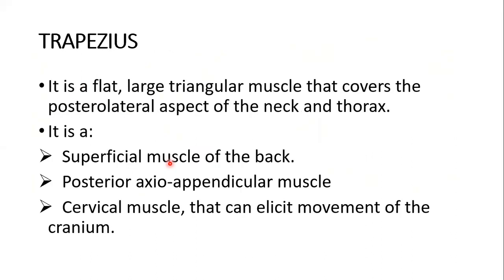And a few words about the trapezius muscle. It is a flat, large, triangular muscle that covers the posterolateral aspect of the neck and thorax. It is a superficial muscle of the back, a posterior axioappendicular muscle, which we have already discussed, and a cervical muscle that can elicit movements of the cranium. So, the three characteristics: a back muscle, an axioappendicular muscle studied with the upper limb and with the superficial muscles of the back, and a cervical muscle studied with the neck that can elicit movements of the cranium. So it's head and neck.